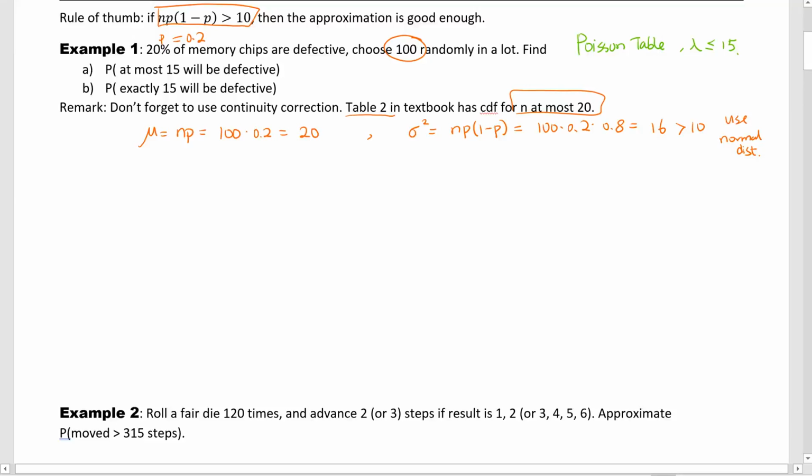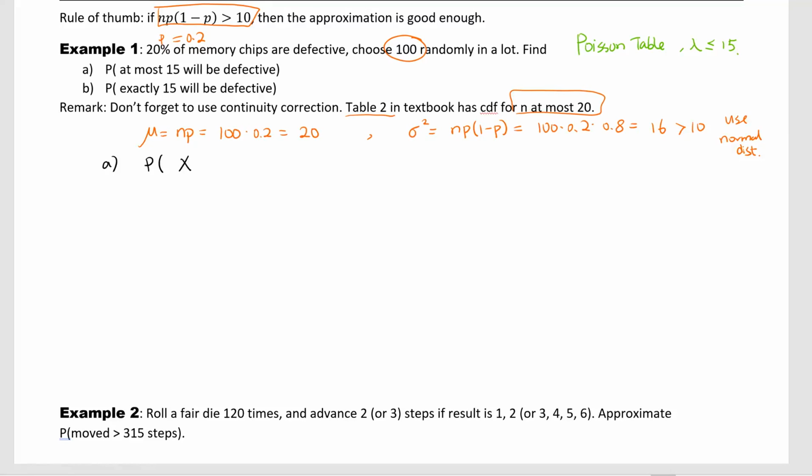So part A. Probability at most 15 will be defective. At most, what does that mean? Less than or equal to 15, right? And we know that x has the binomial distribution, so this is a discrete random variable. Okay, and then we want to use a normal distribution to approximate it. Well, less than or equal to 15 includes 15, right?